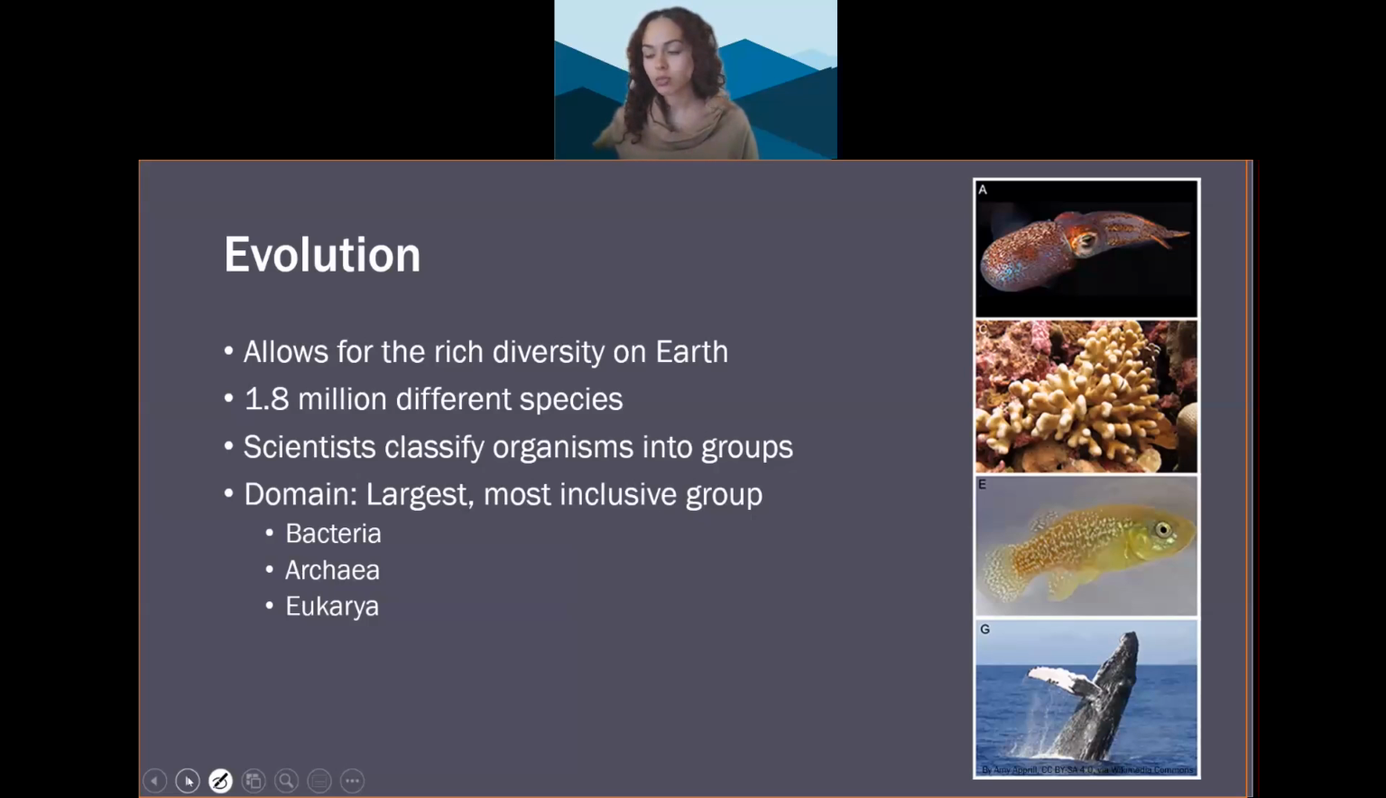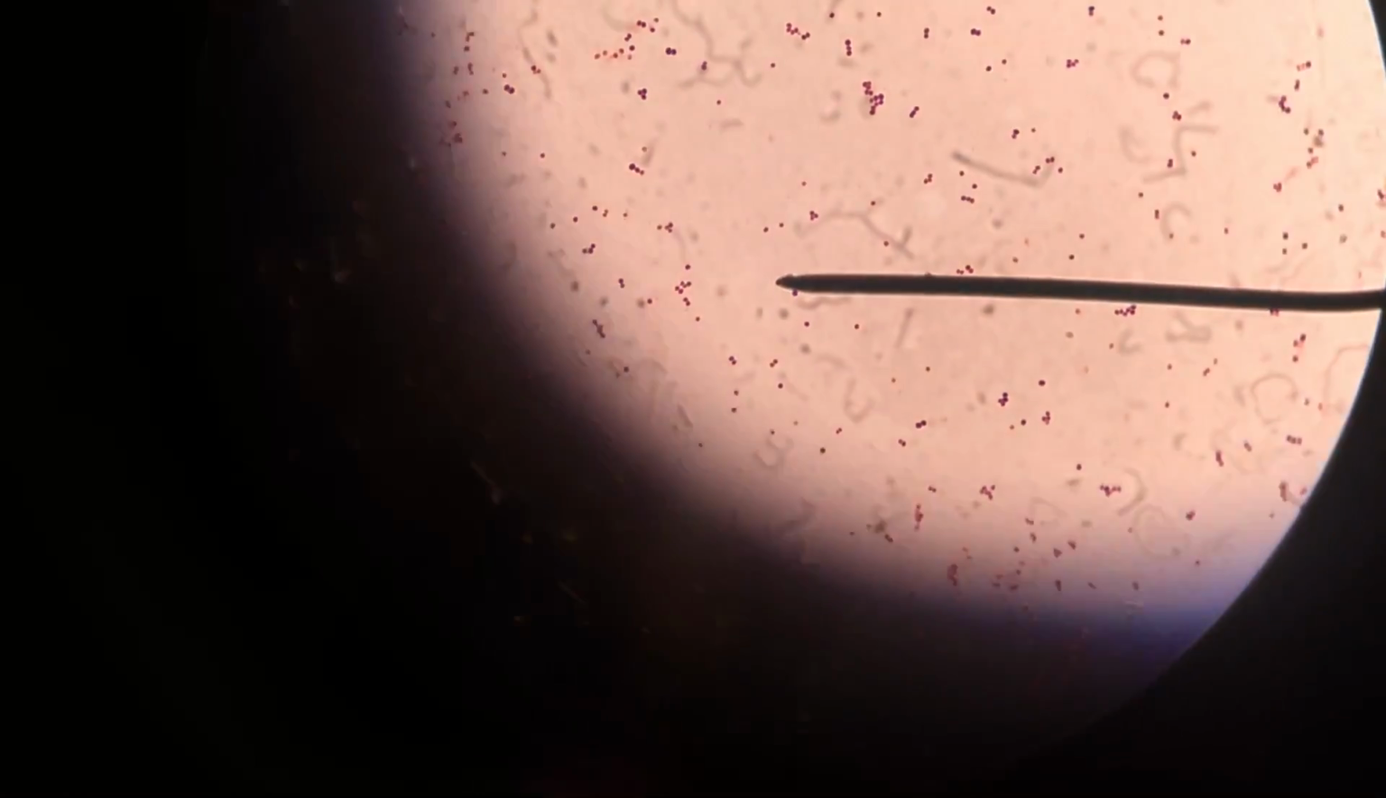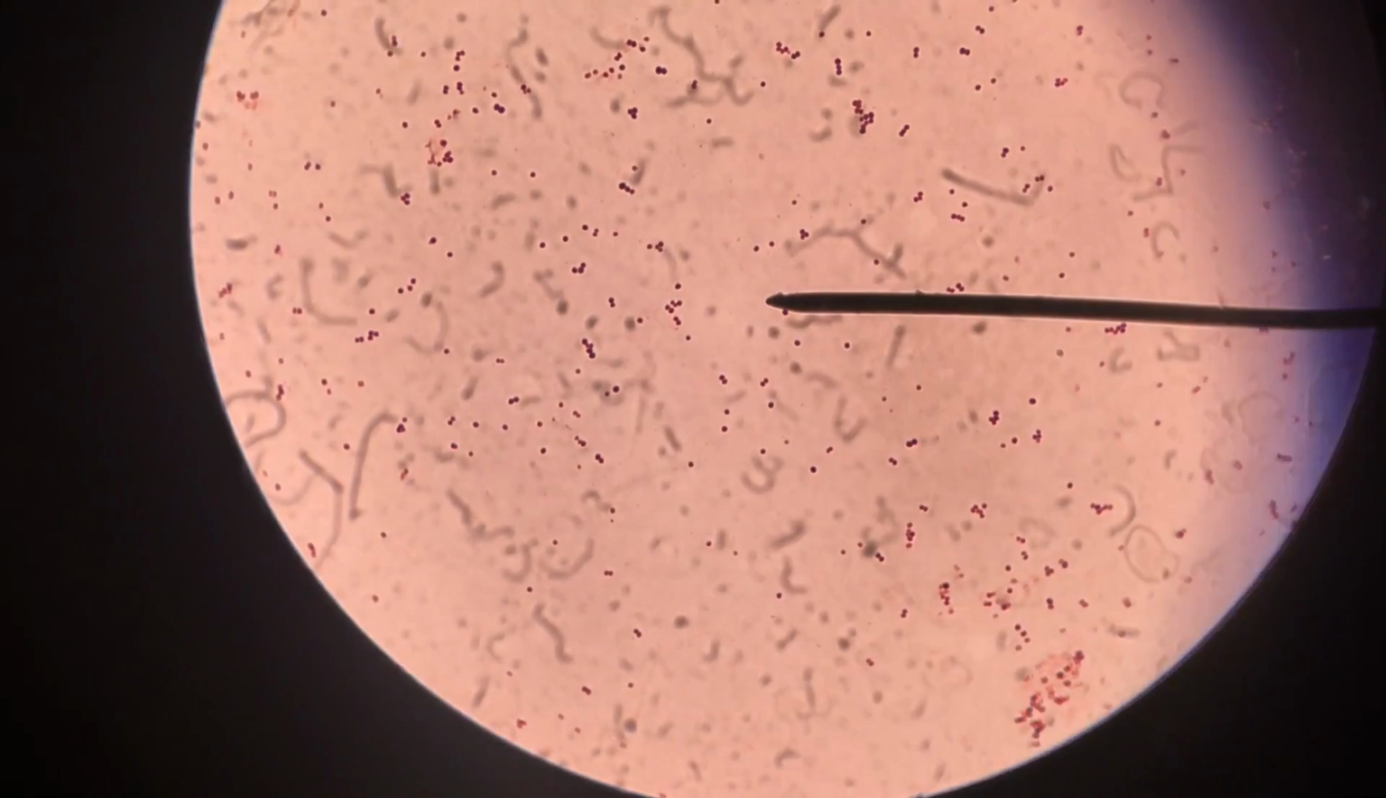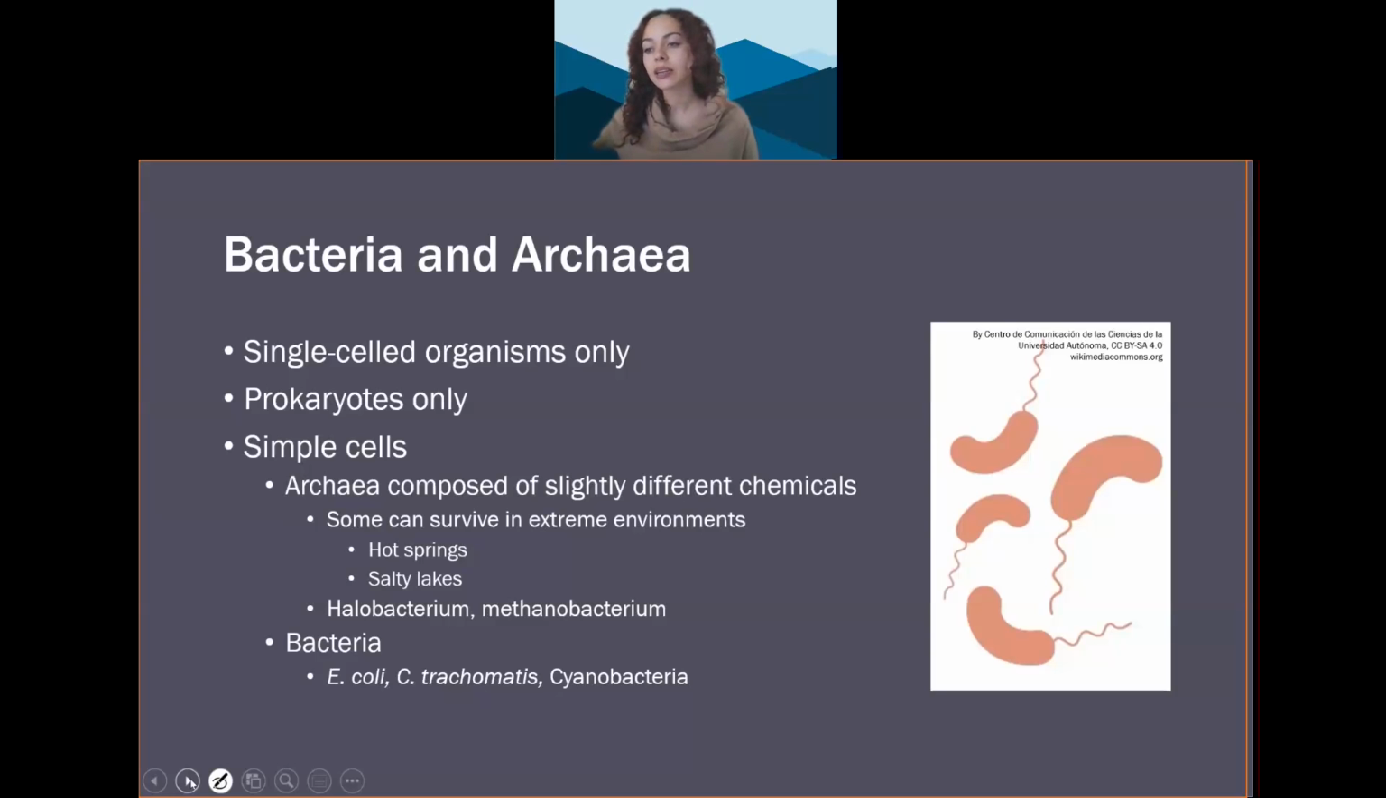The largest, most inclusive group is called the domain. There are 3 domains: bacteria, Archaea, and Eukarya. BAE or BAE if you're trying to memorize. Bacteria and Archaea consist of single-celled organisms only. Bacteria and Archaea consist of prokaryotes only.